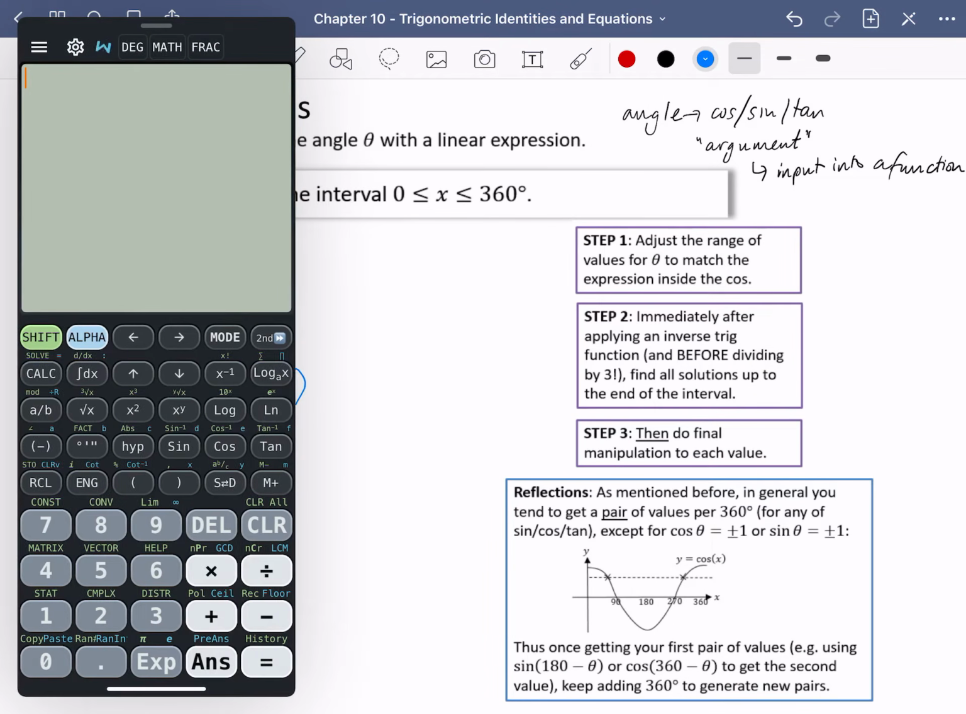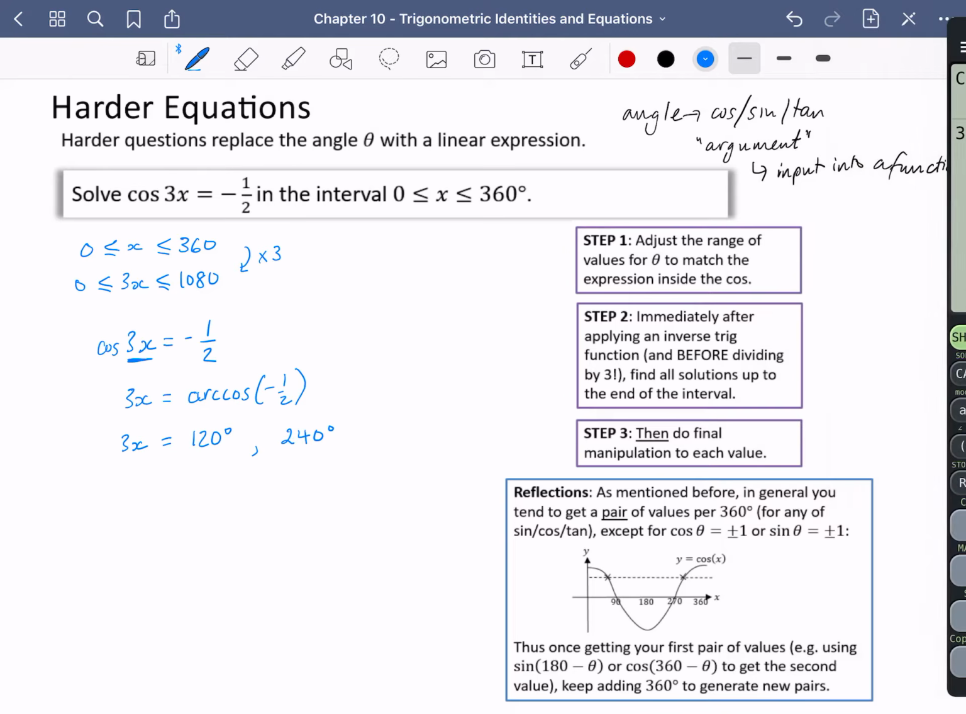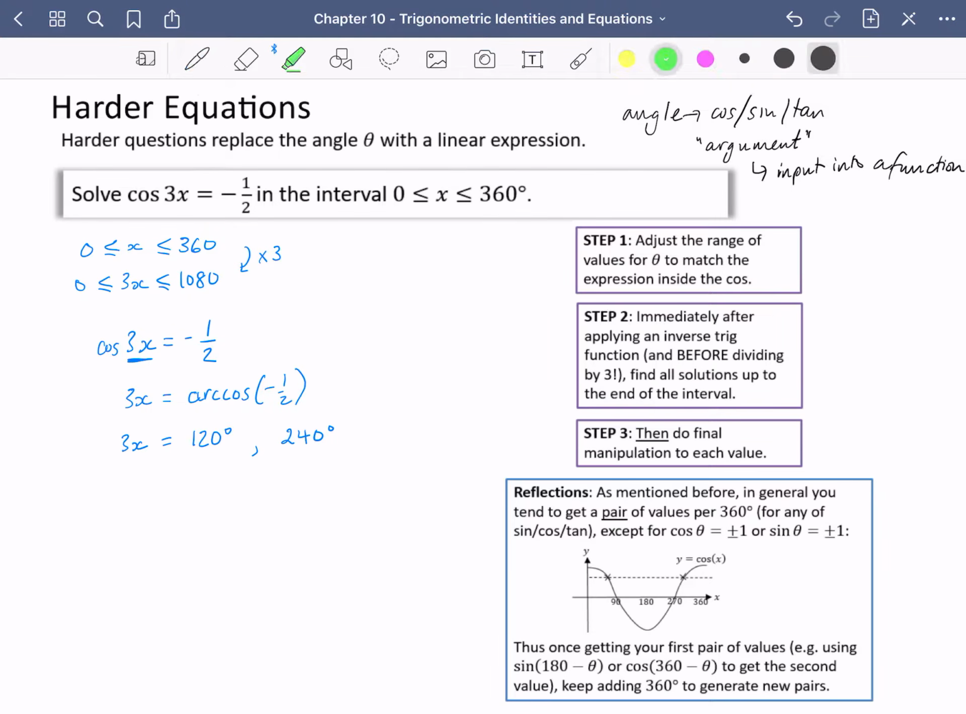I've got my calculator still here, very good. I'm going to do the inverse cos of minus a half and press equals, and we get 120 degrees. So one of our angles is 120 degrees, and we're going to have to look for another one. You should remember for cos it will be 360 minus that answer, and we get 240 degrees. So we start off with a pair of values. There's always going to be a pair of values for cos and a pair of values for sine, and then we want to find all of the values that are inside our new range.